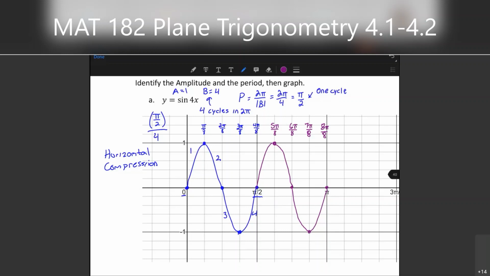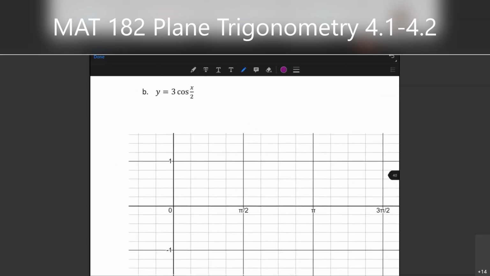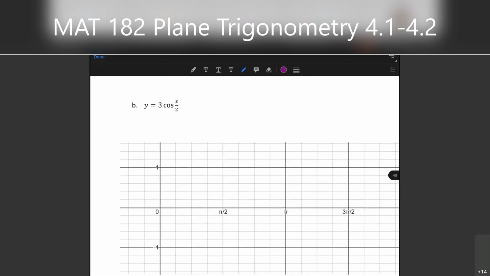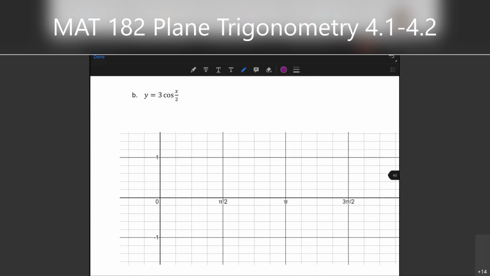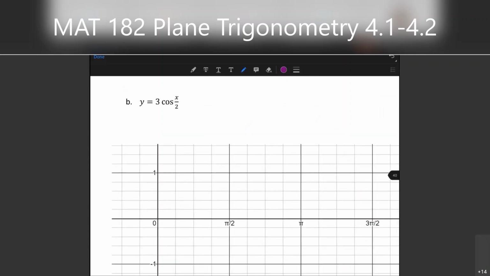All right. Let's put these two things together with our amplitude and period. I'd like to finish a couple more graphs here. We're going to keep with our cosine function, and this time we're going to have 2 different alterations to our graph. So notice here we have 3 cosine pi x over 2.